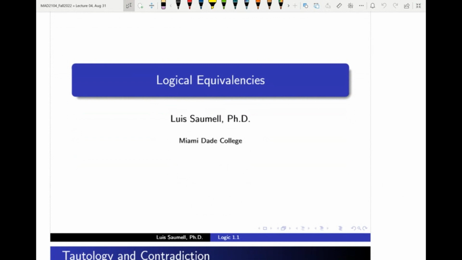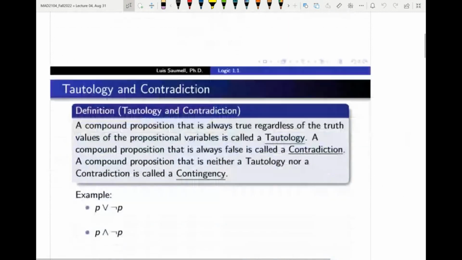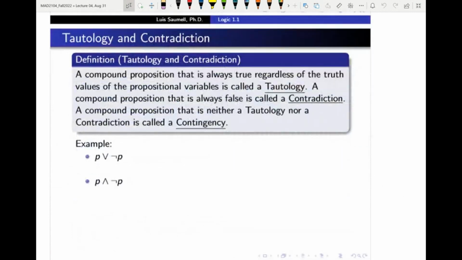Basically, two propositions are logically equivalent if they have the same truth table. That's the notion of equality in this context. That's what the definition is. So before we get there, let's get some words out of the way. There are two special truth tables that we're interested in.